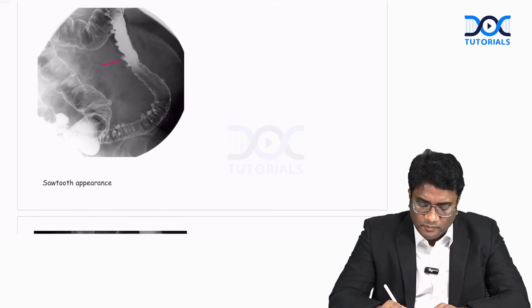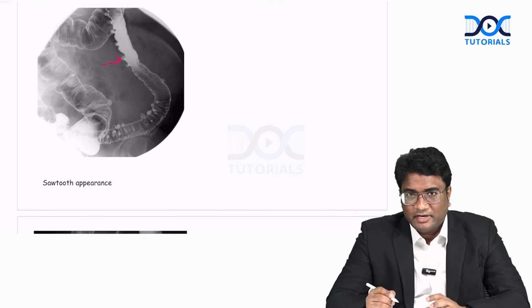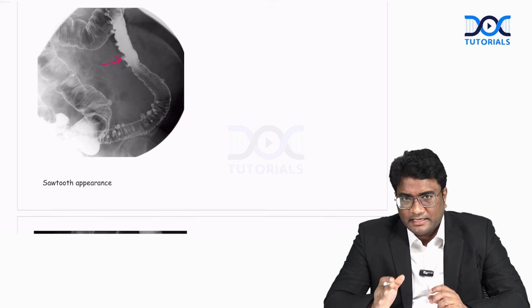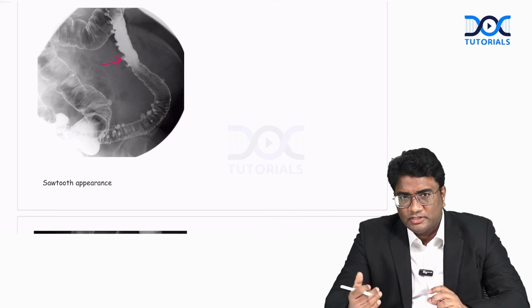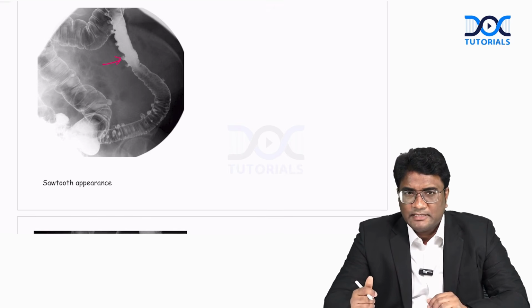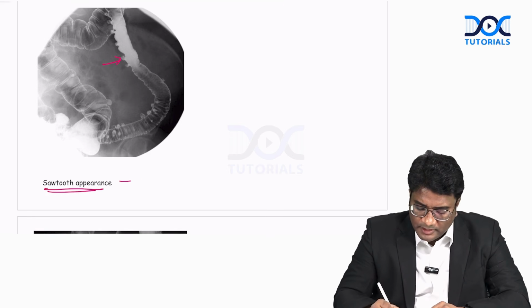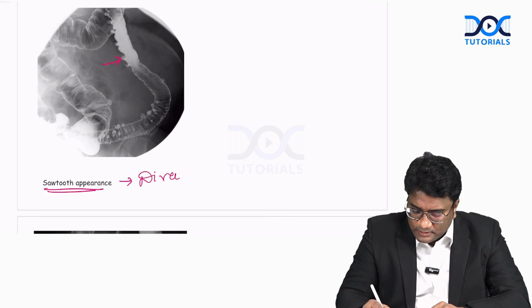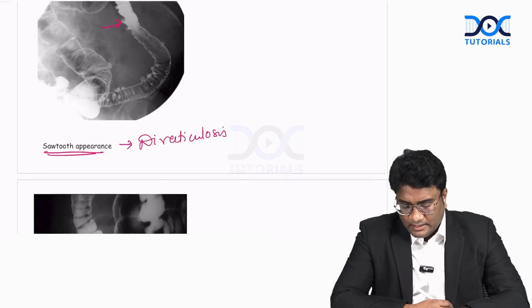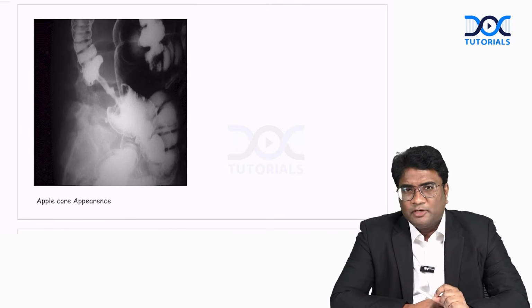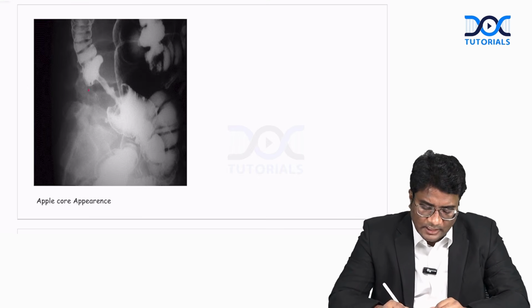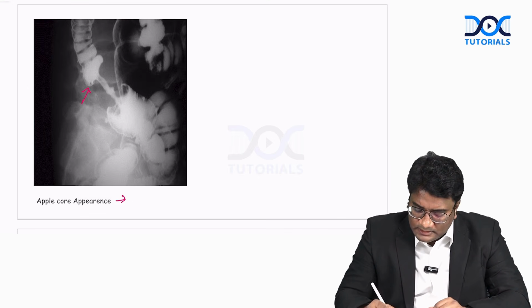And if you see these outpouchings involving the mesenteric end of the bowel, where the vasa recta enter, that area is the weak area of the bowel, and whenever bowel peristalsis happens through these areas, you can see these outpouchings. This is called a sawtooth appearance, and the sawtooth appearance on the barium study is suggestive of diverticulosis. And where do you see an apple core appearance of the bowel? Such an apple core appearance of the bowel is carcinoma of the colon, right?